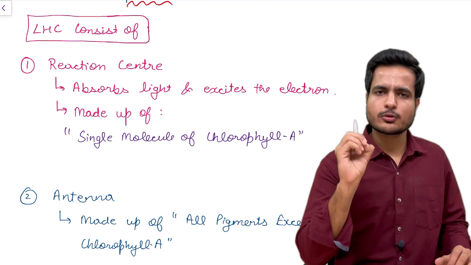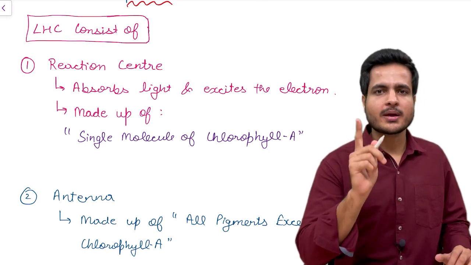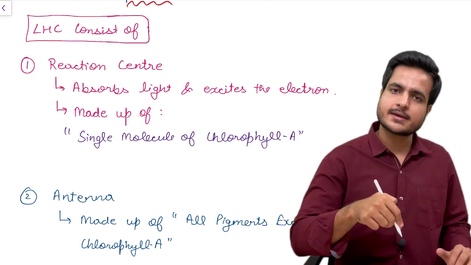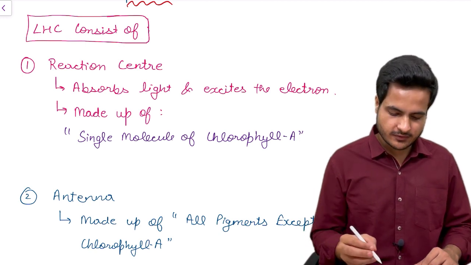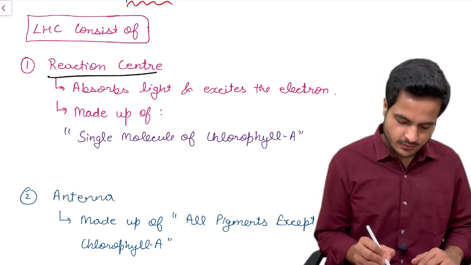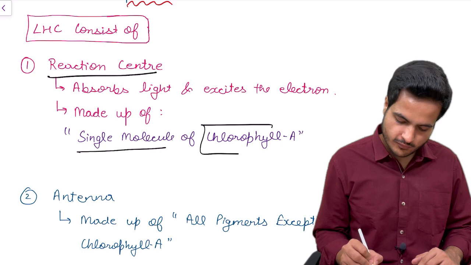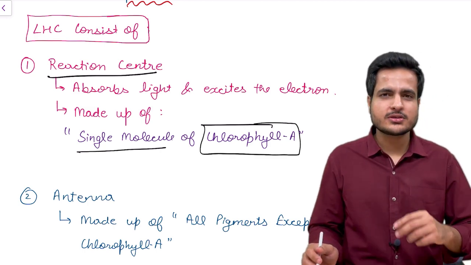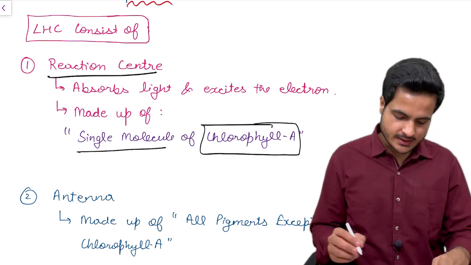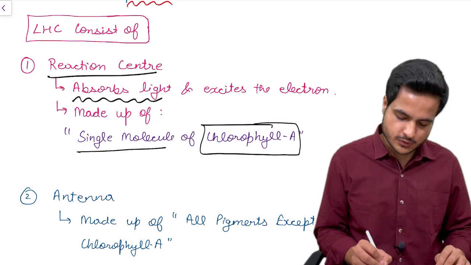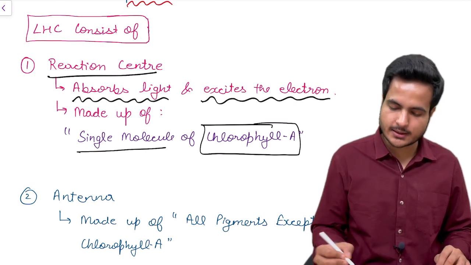Plant was very particular. Plant said that I want my chlorophyll A molecule only in the center, in the reaction center. Therefore, reaction center will have a single molecule of chlorophyll A. And what is the use of this reaction center? This is the place where plant would absorb light and excite the electron.